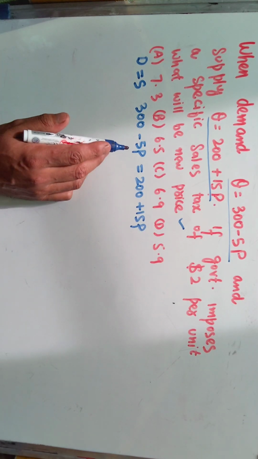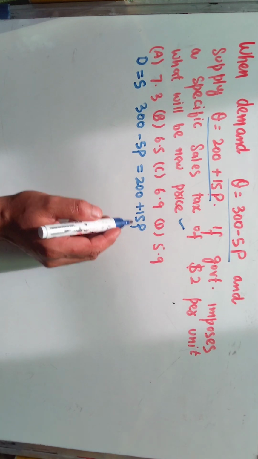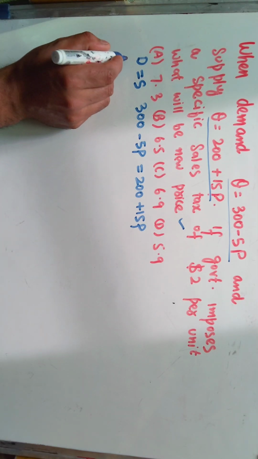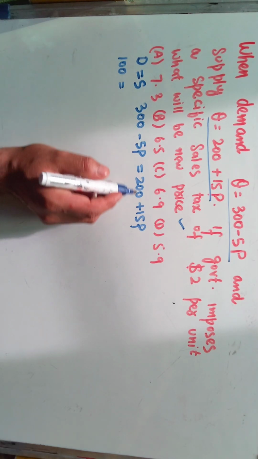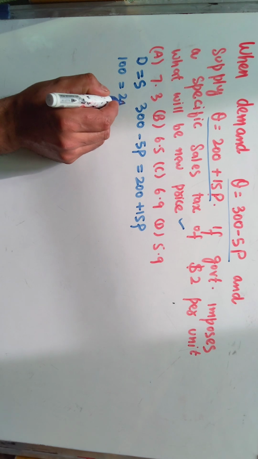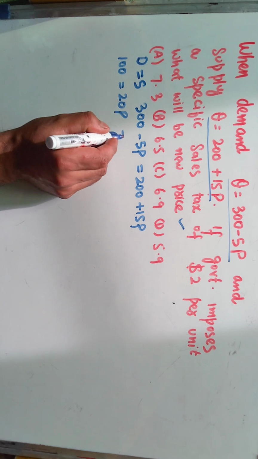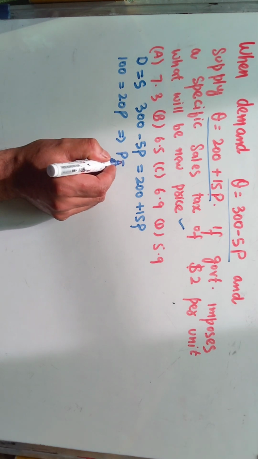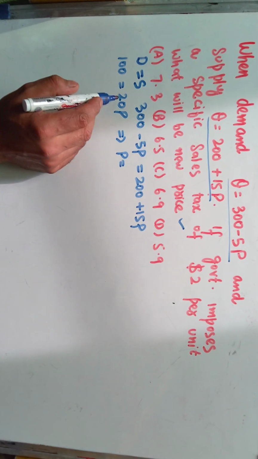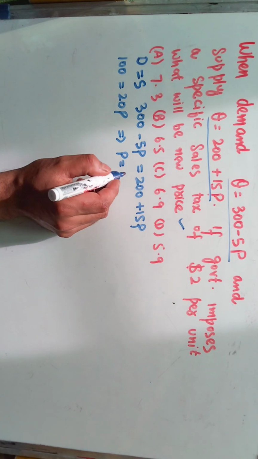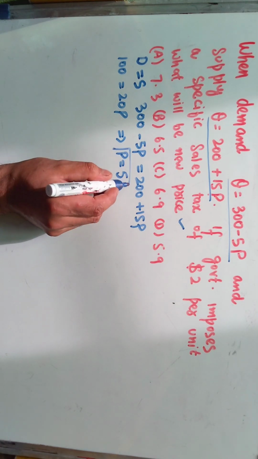If I transpose terms, 300 - 200 is 100, which is equal to 15P + 5P, which is 20P. Dividing both sides by 20, 2 5s are 10, so we get 5 as the initial equilibrium price.